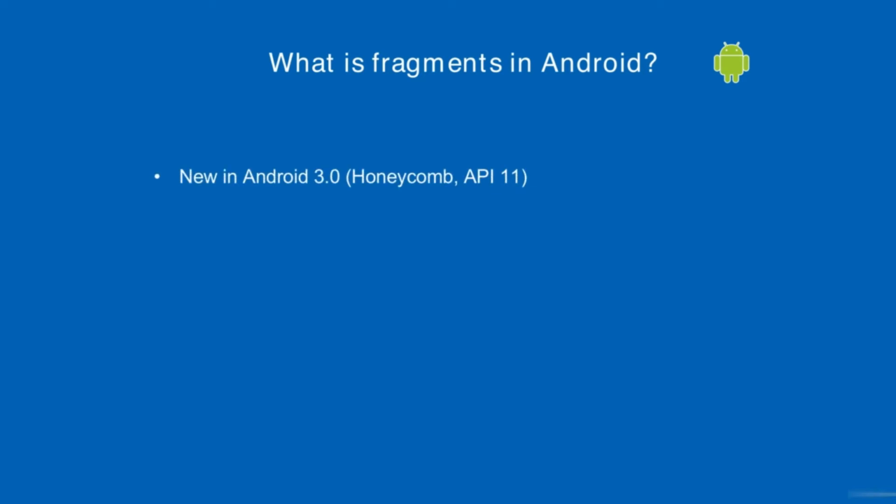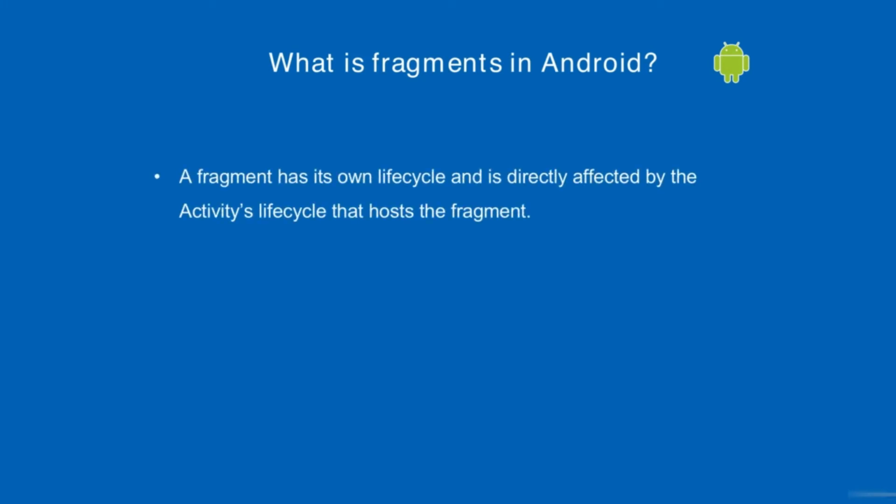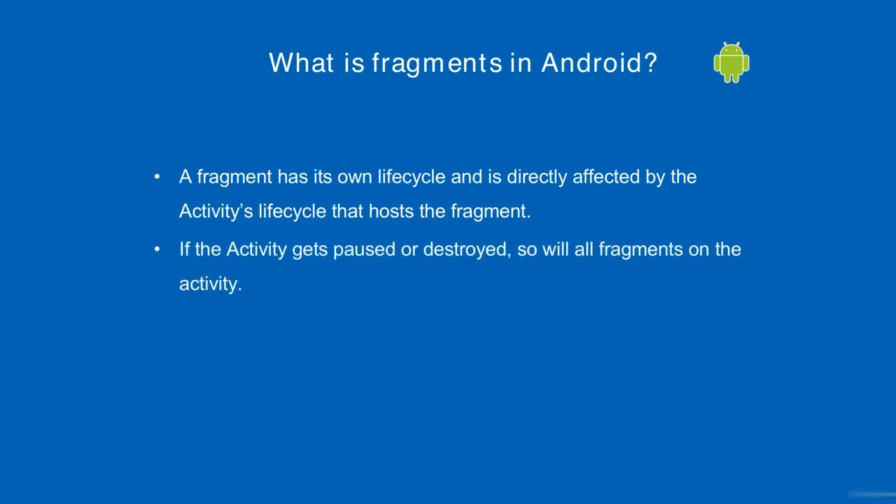Fragments are new in Android 3.0, Honeycomb API 11. They're also usable in previous versions using the compatibility library. A fragment represents a behavior or a portion of the user interface in an activity, and you can combine multiple fragments in a single activity. A fragment has its own life cycle and is directly affected by the life cycle of the activity that hosts it. If the activity gets paused or destroyed, so will all fragments on the activity. Remember that your activity hosts the fragment, so if your activity gets destroyed or paused, so will all of the fragments. Fragments should be modular and reusable.